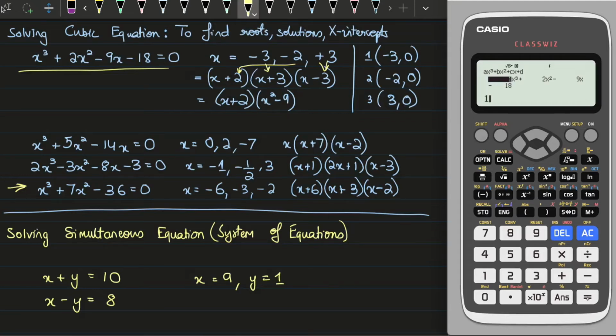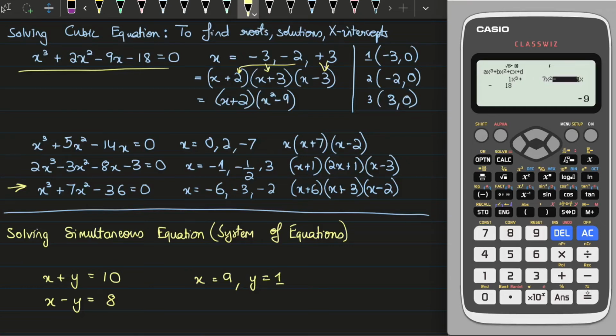X cube is 1. The x squared term is 7. Oh no, not 77. You can press the back and forth button to go in between the constants and the coefficients. So x cube is 1, but x squared is 7. So we're going to press 7 over here. That resets the constant.